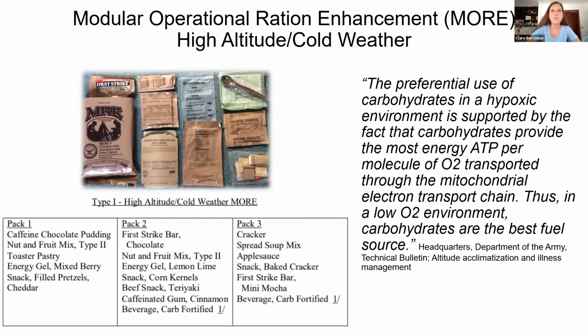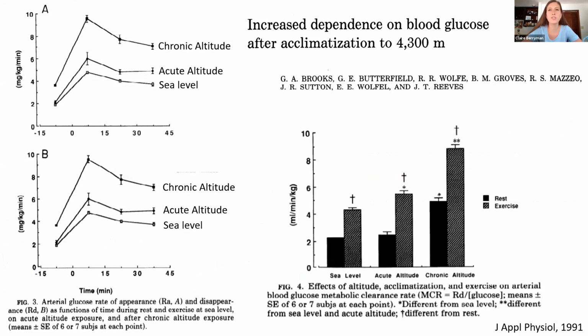And so, what's the scientific basis for these recommendations? Most of the recommendations, or people talking about increased carbohydrate needs at high altitude, will cite this paper published by Brooks and colleagues. For this study, they took 7 healthy males and used both stable isotope tracers and AV balance techniques to evaluate glucose kinetics during rest and exercise at sea level, acute high altitude, and chronic high altitude.